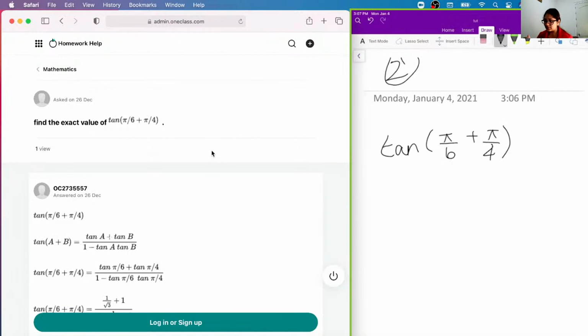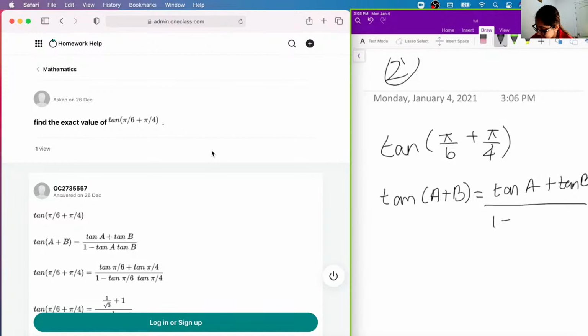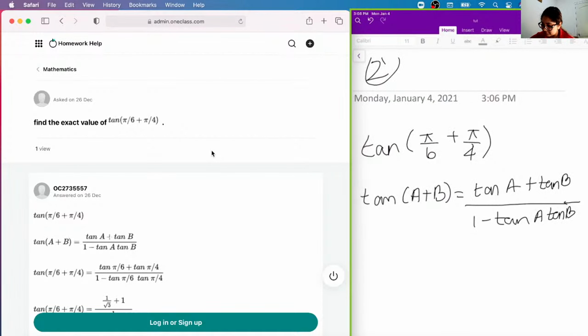So given the identity, the formula for tan is: tan of A plus B is equal to tan A plus tan B, all over 1 minus tan A tan B. So this is the formula, or identity, for the tan function, and we can use this in order to find the answer.